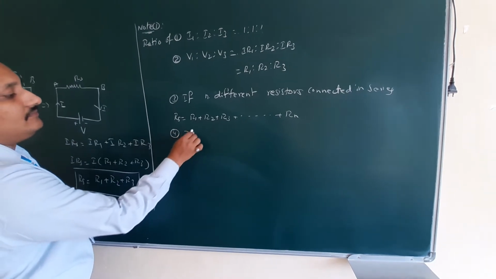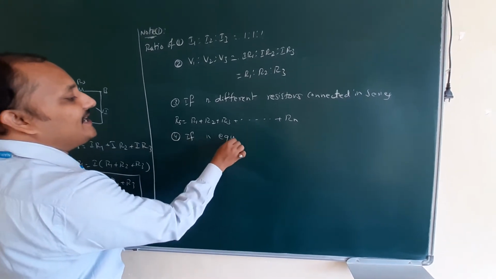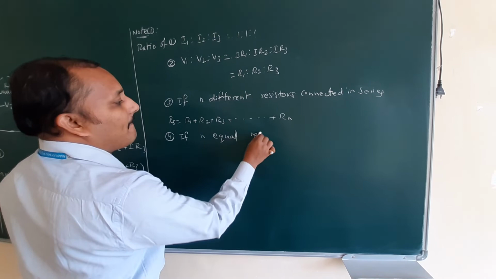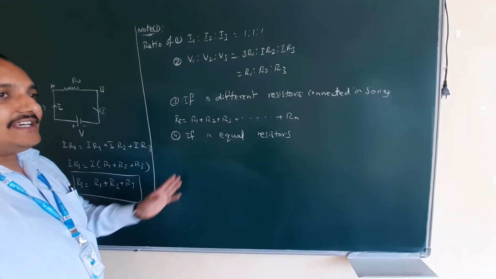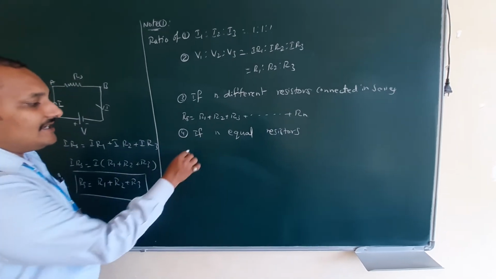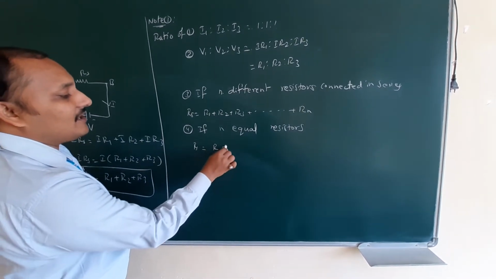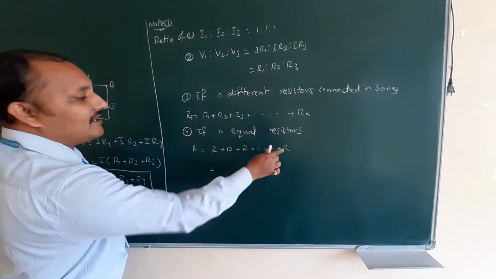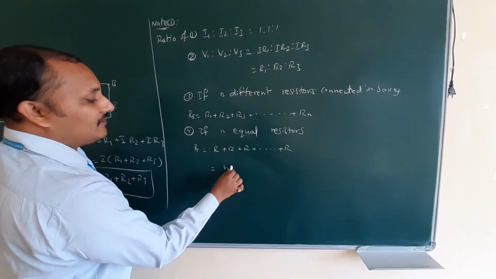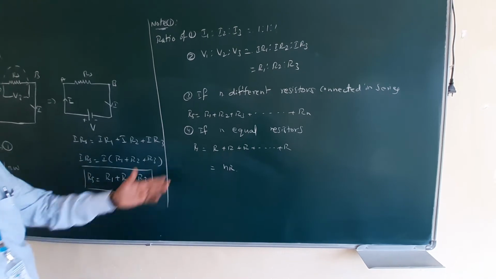Fourth one: if n equal resistors are connected in series, the resultant resistance, as all are equal, is R plus R plus R and so on. How many R's are there? n R's. Therefore, nR. So this is nothing but note 4.